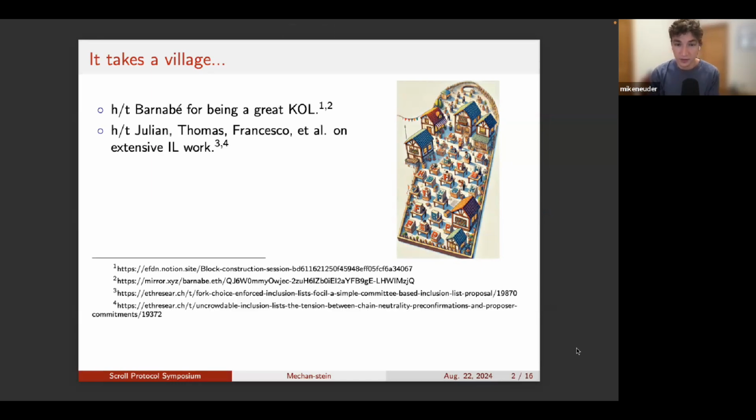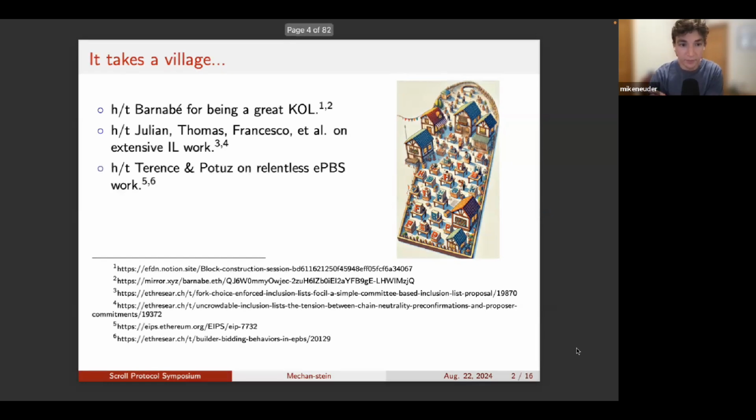Julian, Thomas, Francesco, and many other folks who've been pushing the IL front really hard. Inclusion lists have been another topic that's been discussed for a really long time, and it's cool to see that there are still modern tweaks and new things that we're learning about on that front. Terrence and Potes have been really grinding the PBS work from the core development side. They're the ones actually writing the spec, thinking about how this could be implemented in the clients, in Prism specifically, but also working with other core devs. So I really appreciate their work.